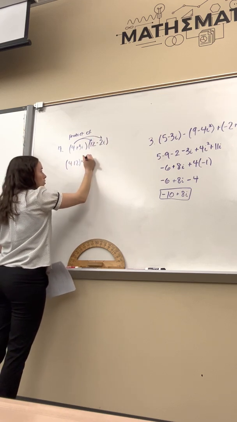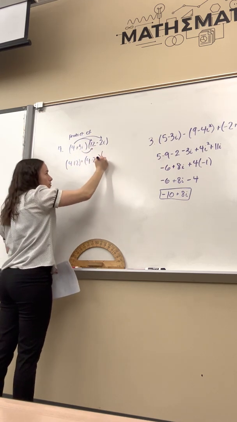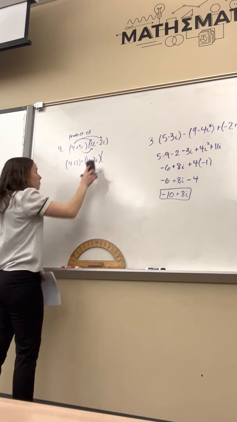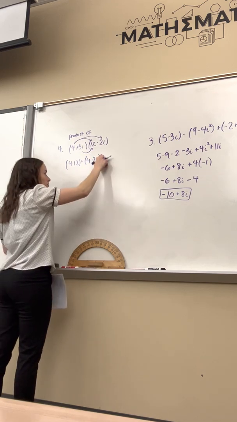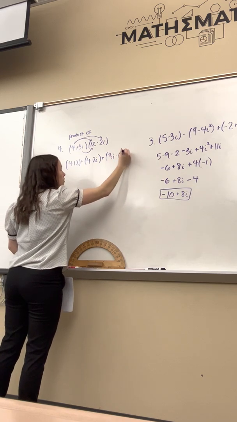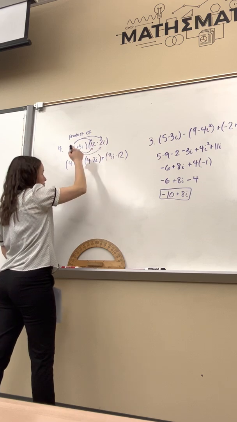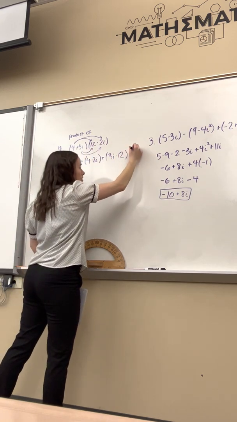Four times negative 2i, and I'm just writing this out so that you guys know what I'm doing here. So plus 3i times 12. And then our last one is 3i times negative 2i.